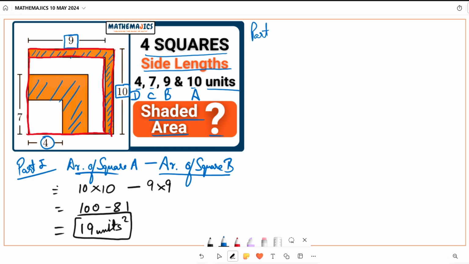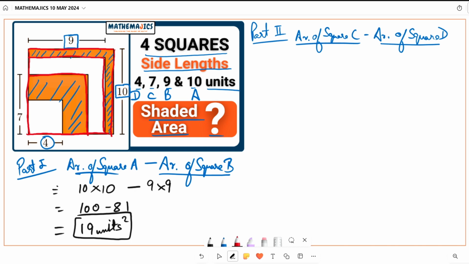Like we found the area for part 1 by subtracting the area of square B from the area of square A, similarly here we can find the area of part 2 by subtracting the area of square D from the area of square C. Please look at the figure. This is square C, right? This is square D. If I subtract the area of square D from square C, I will get the area of part 2, correct?